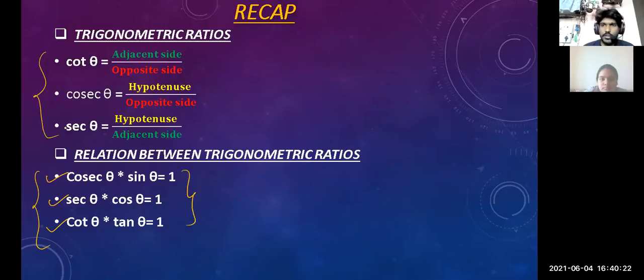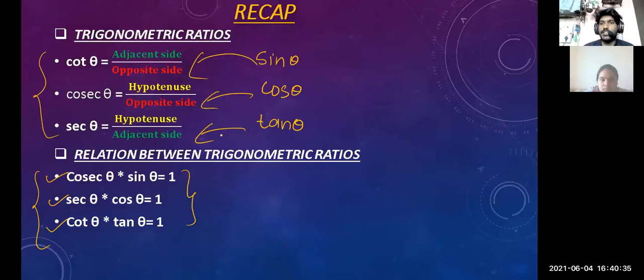And these ratios we already know. Then sine theta, cos theta, and tan theta. These ratios also you know. If you know these, the reciprocal ratios come automatically by just taking the reciprocal. Is it clear?